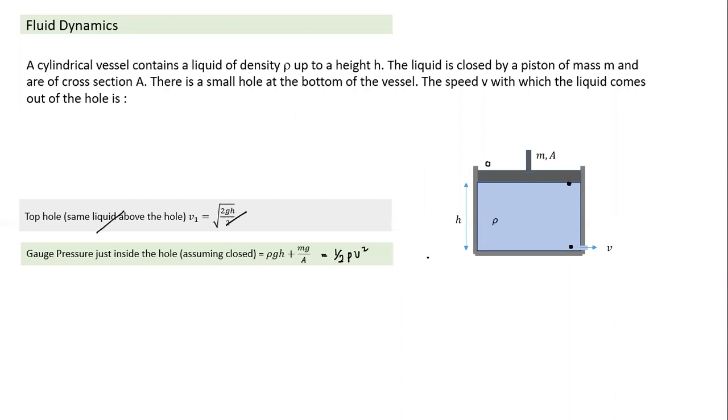Okay, so that's the speed at which the liquid flows out. Very simple. I am just calculating the pressure near the hole, assuming it was initially closed. When it's closed, this pressure energy gets converted into kinetic energy. That kind of simple logic we use to calculate the value. So the pressure difference is equal to the kinetic energy. We write that expression, and we get the value of v.